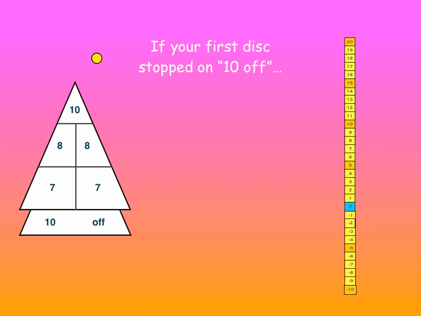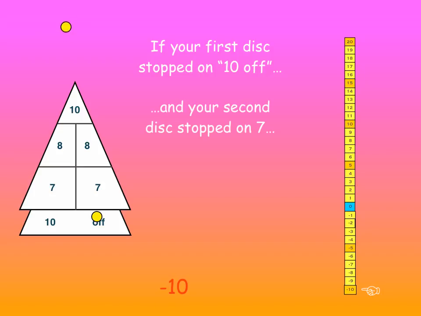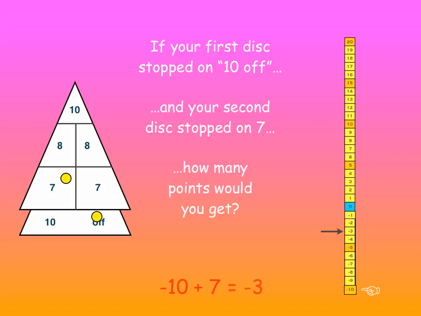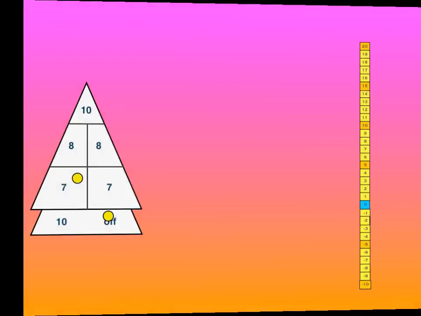What if your first disc stopped again on 10 off? So down there at -10. And your second disc stopped on, let's say, 7. -10 plus 7. How many points would you get? Well, you start there at -10. We're going to go up, jumping up 7 spaces. There it goes. 1, 2, 3, 4, 5, 6, 7. And we ended at -3, so your score is -3 points.